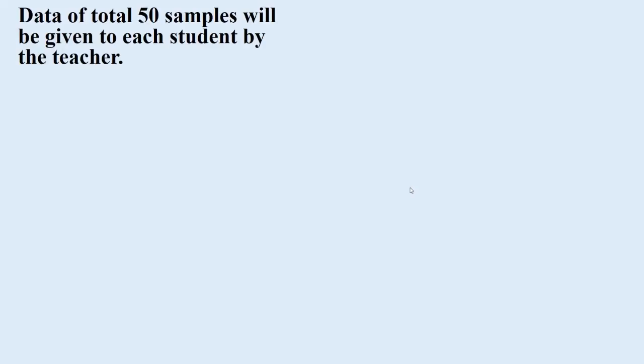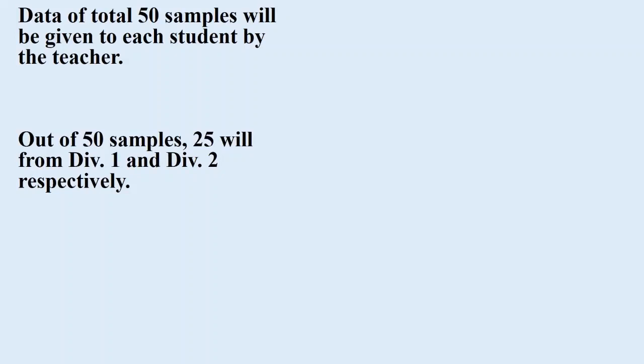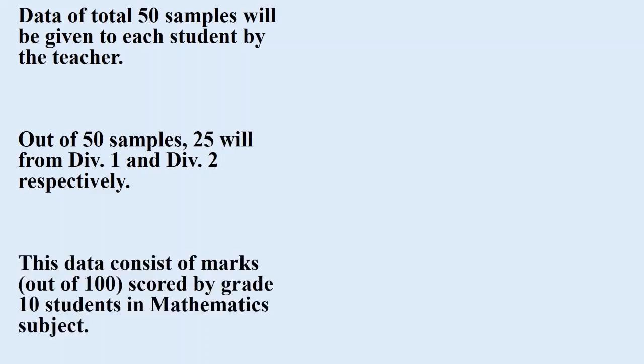So the very first thing that I am going to do is give you data of a total of 50 students from grade 10 randomly. Now out of these 50 students, 25 students belong to one division and 25 students belong to the other division. And this data is nothing but their marks obtained in the mathematics subject out of 100. So the sample size of this project is going to be 50. And the sampling method that we are going to use is random sampling.